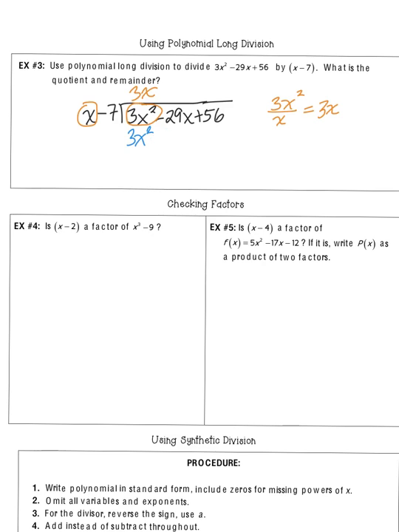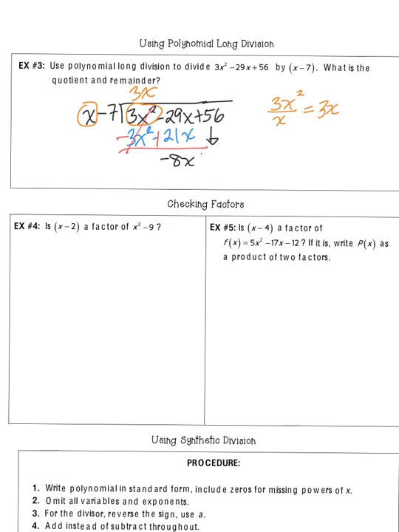3x times negative 7 is negative 20. Whoa, wrong one. All right, so try that again. Negative 21x. Draw your line and change all of your signs, both of them. 100% of the time, those should cancel. And then we're going to add down. Negative 29, positive 21 gives you a negative 8x.